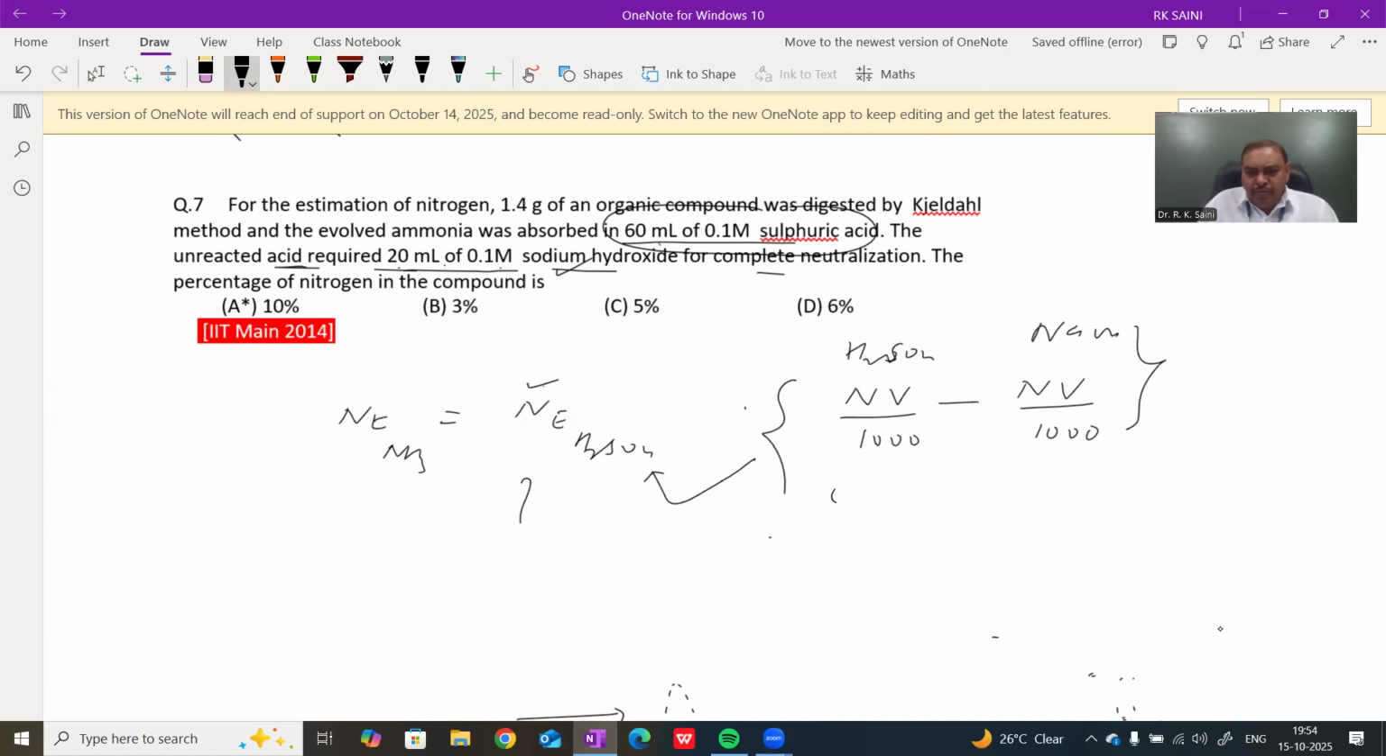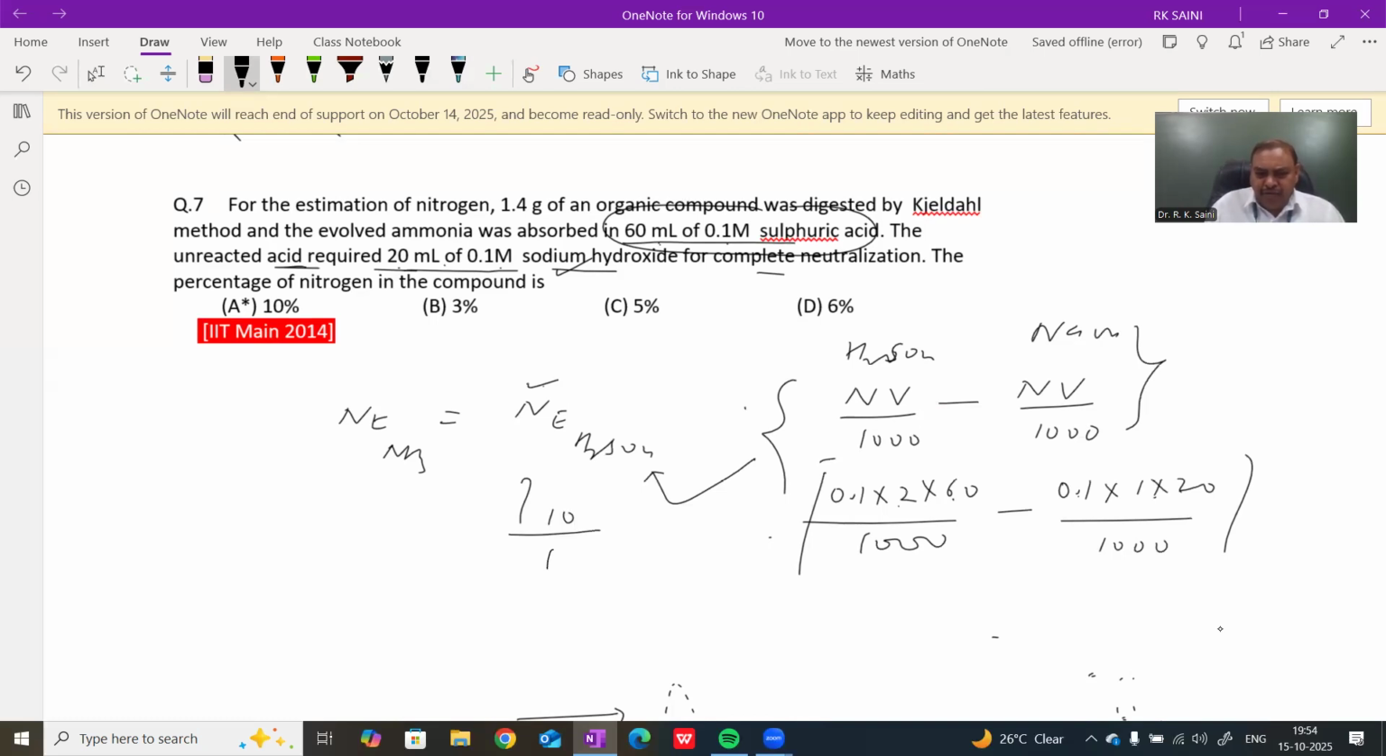First, 0.1 M multiplied by 2, because its X factor is 2, into 60 divided by 1000 for H2SO4. For NaOH, 0.1 M, X factor 1, 20 ml divided by 1000. Hence the milliequivalents of H2SO4 used for this titration is 10 by 1000, because 12 minus 2 upon 1000, and hence this. And now we find the weight of ammonia.